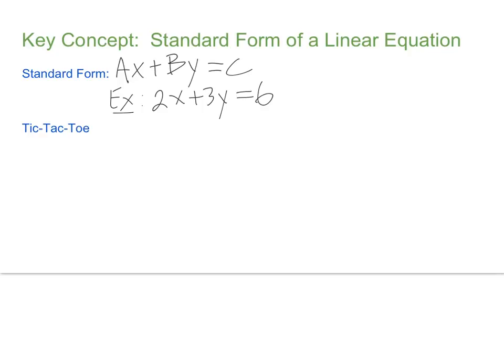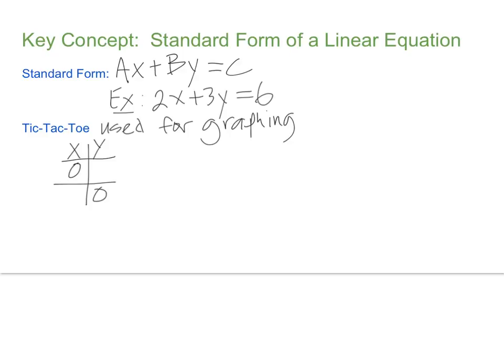Now, the method we use for graphing is called the tic-tac-toe method. The reason we use it is that it immediately gives us the x and y intercepts, as you'll see. In our table, we have 2 lines. In one line, we have 0 underneath x, and in the second line, we have 0 underneath y. When 0 is underneath x, that means x equals 0. When 0 is underneath y, that means y equals 0.